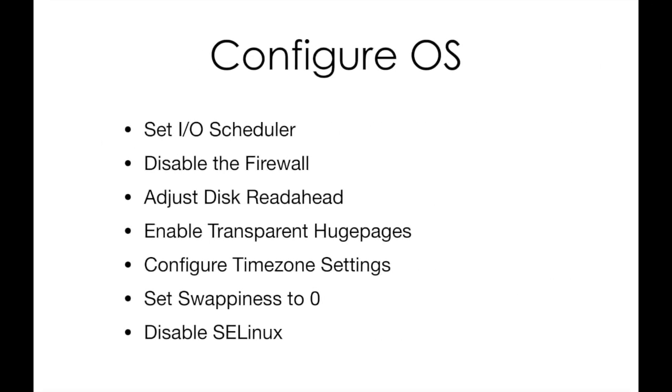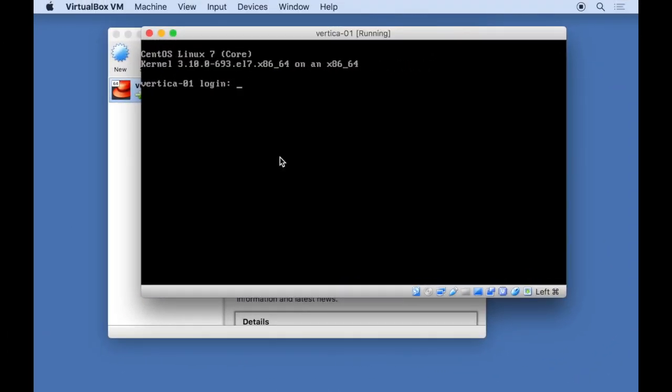Once we have all the packages we need, we'll also need to configure some of the OS settings. What we're going to do is set the I/O scheduler, disable the firewall, adjust disk read ahead, enable transparent huge pages because this is CentOS 7, configure time zone settings, set swappiness to 0, and then disable SELinux.